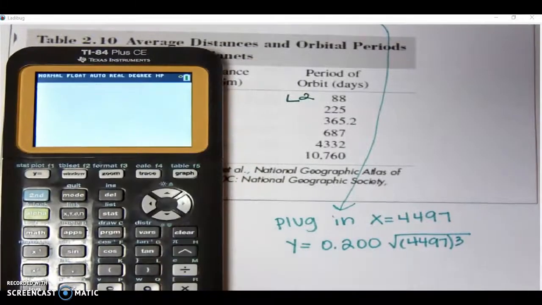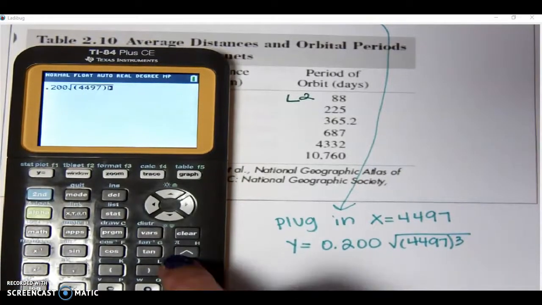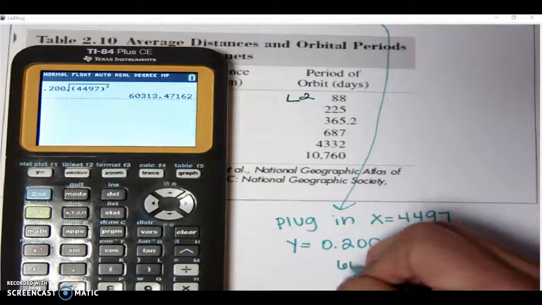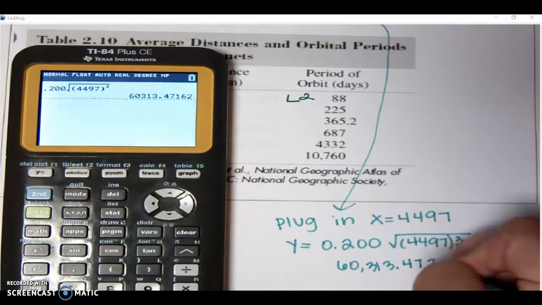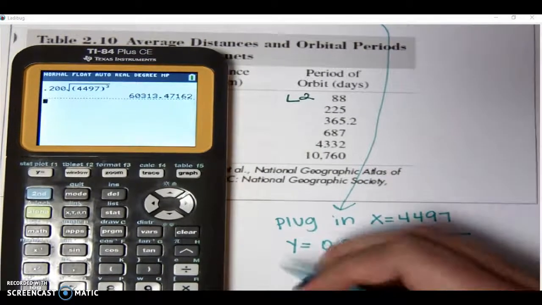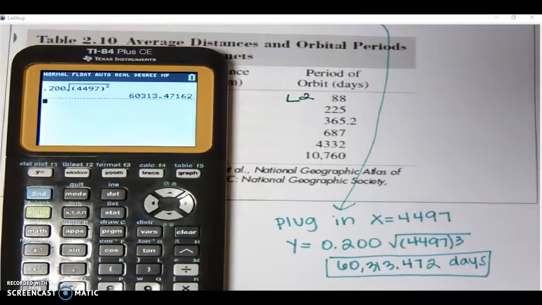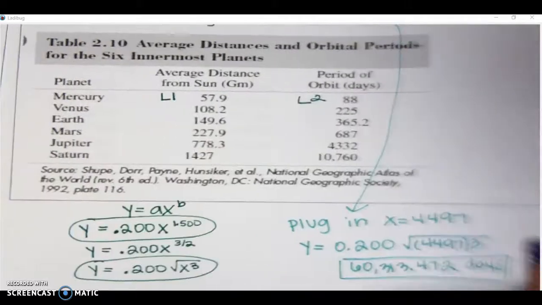So you can type that in your calculator. And that should give you 60,313.472. And then that's going to be days because that was the units for our y there. Okay, so we used our list and then we just plugged in from there. So we do have another example similar to that.